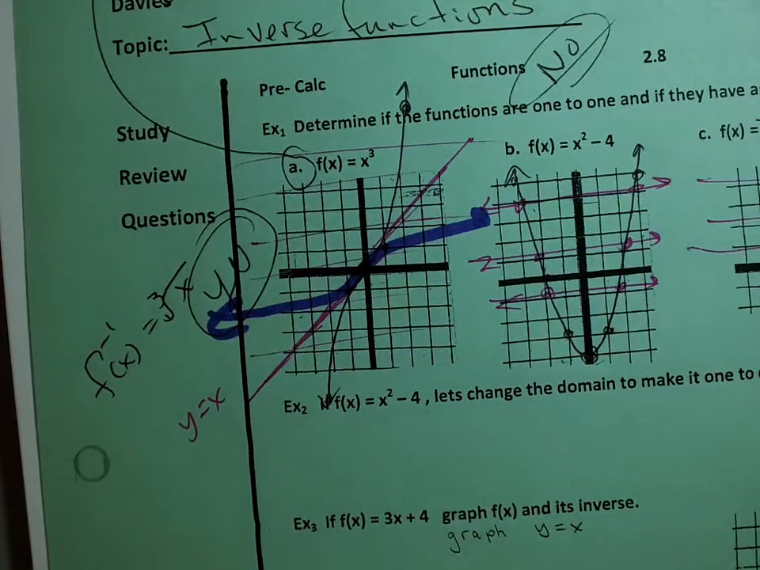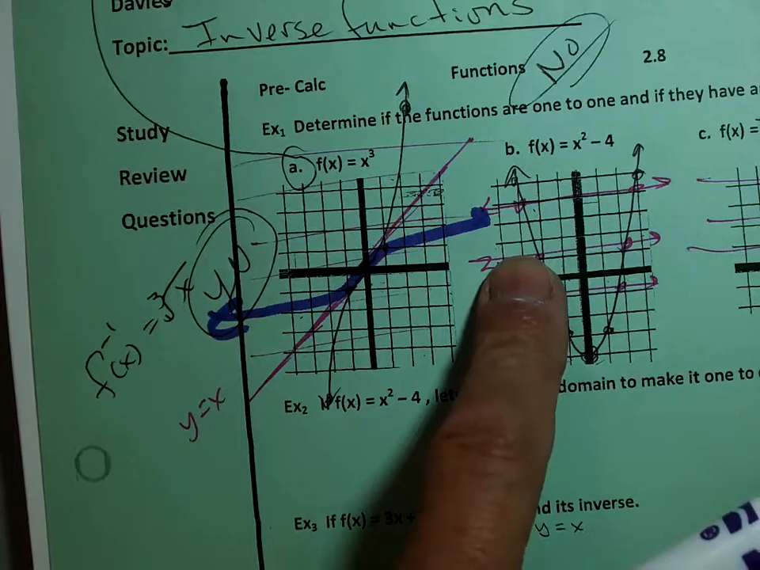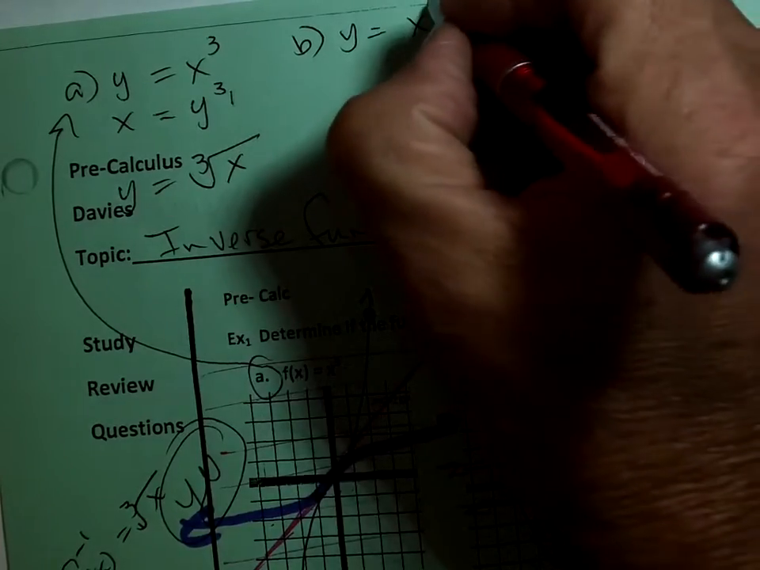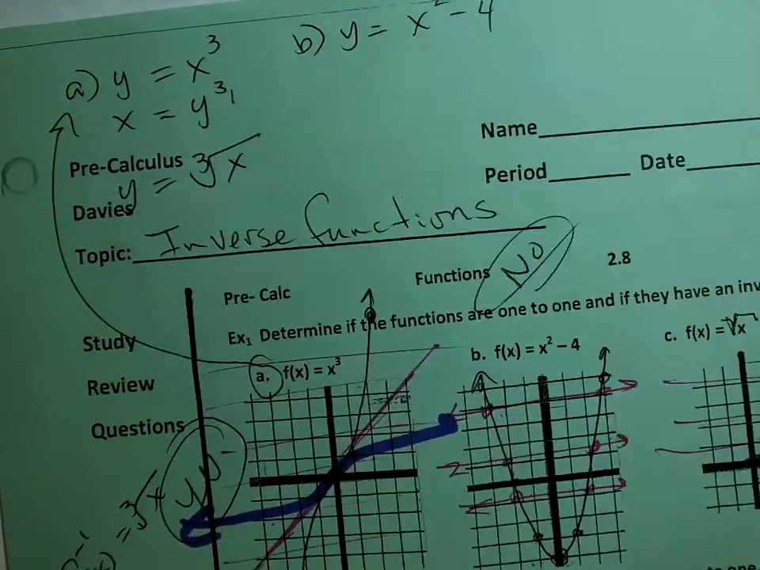Now let's look at b. What about its inverse equation? I have y equals x squared minus 4. This is an important one to watch. It's going to prove why it doesn't have an inverse.